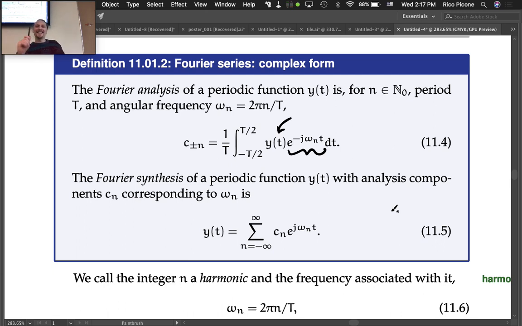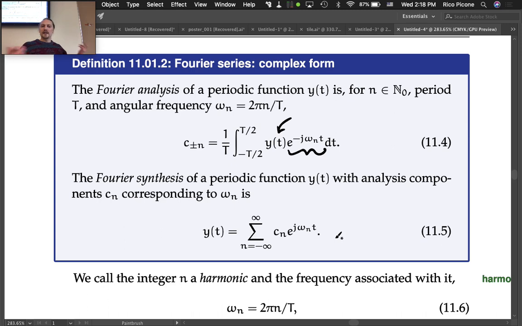The Fourier synthesis of a periodic function y of t with analysis component Cn corresponding to omega n is, same thing, we decomposed the original function through the analysis, and now we're going to reconstitute it in the synthesis by summing up all of the amplitudes with these sinusoids, but complex representation of sinusoids.